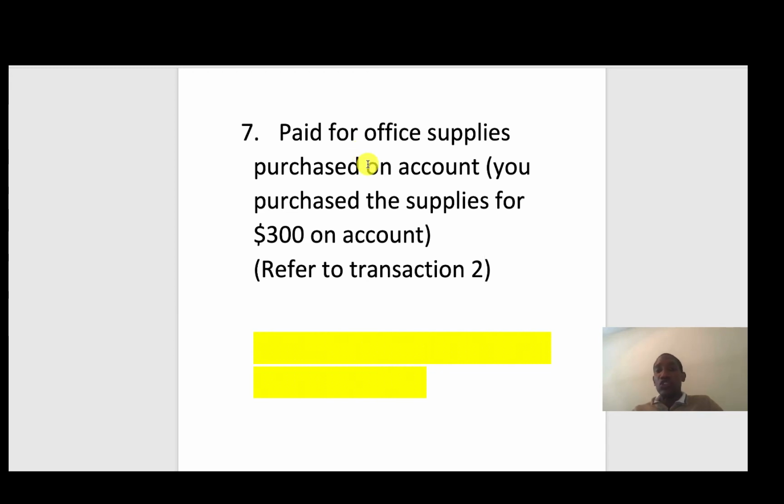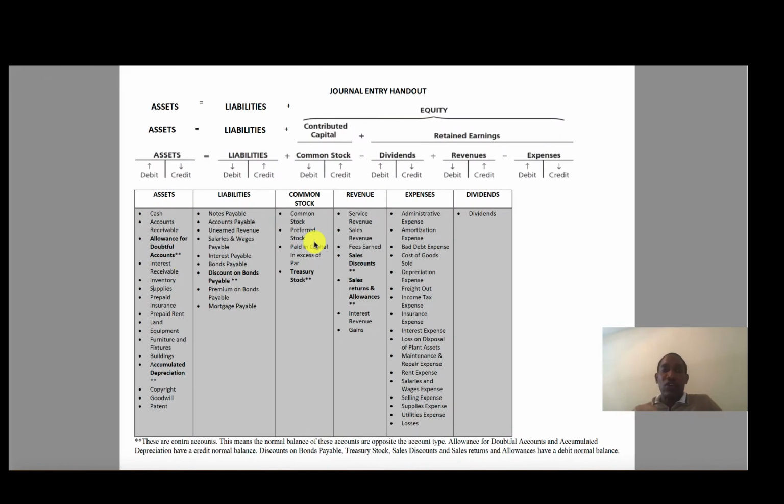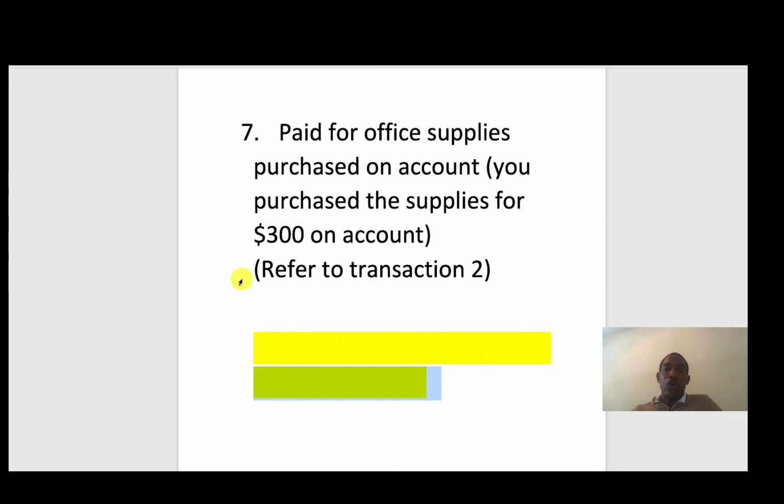Okay, so we can use the shortcut here. If you're paying, what are you going to use to pay? You're going to use cash, right? So the cash account, we know cash. When cash is going down, it's a credit because we're paying. When cash is going up or we receive cash, it's a debit. So we know we are going to credit cash for $300. Why? Because we're paying for office supplies.